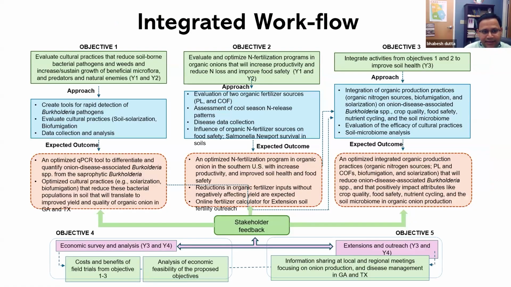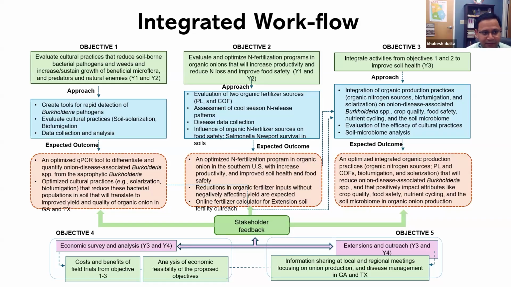So through this project, this is a highly integrated project. We are utilizing different cultural practices, and different nitrogen fertilization programs, and also integrating the positivities of both the objectives to come up with the integrated objective where we will look at the cultural practices and optimize nitrogen fertilization to reduce not only bacterial pathogen populations in the soil, but also enhance the soil health, soil productivity, and quality and productivity of the onions.